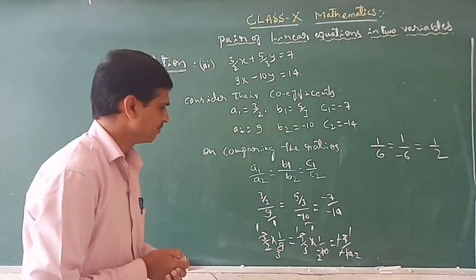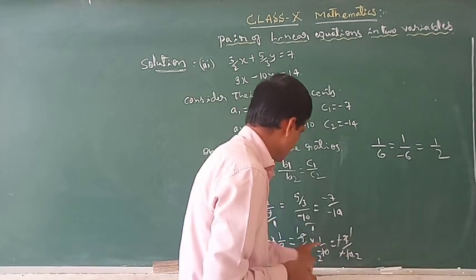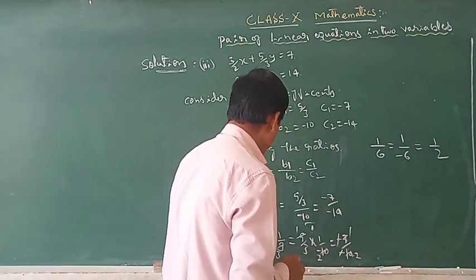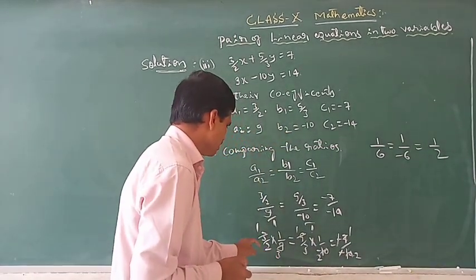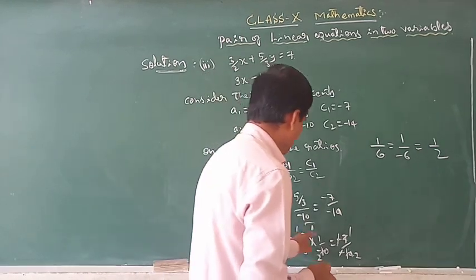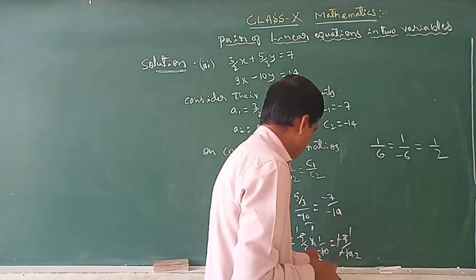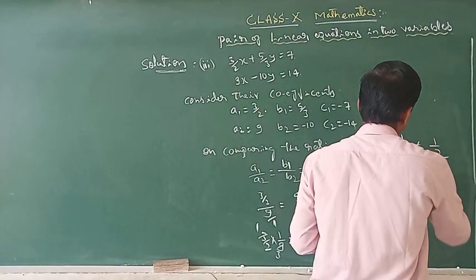Are these equal? The first is 1 by 6, the second is 1 by 6 with a negative sign, because plus into minus is minus, and the third is 1 by 2. So therefore these are all not equal.